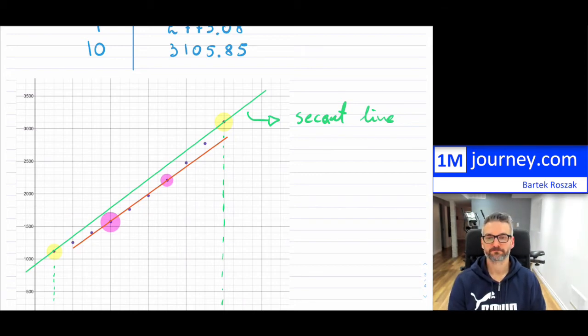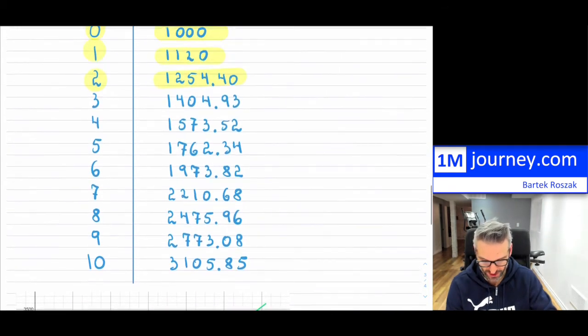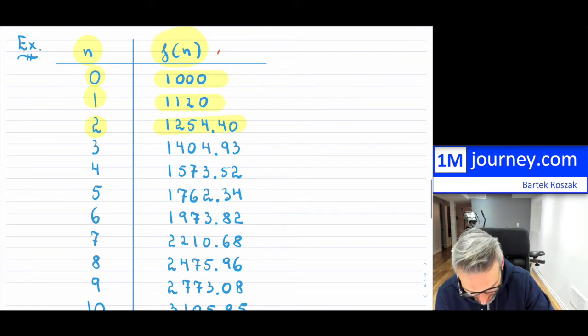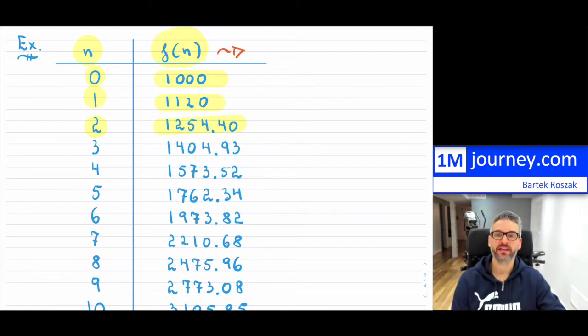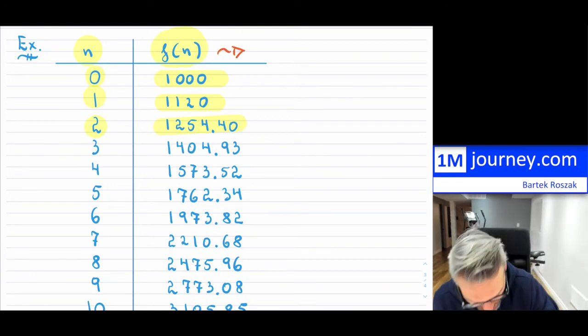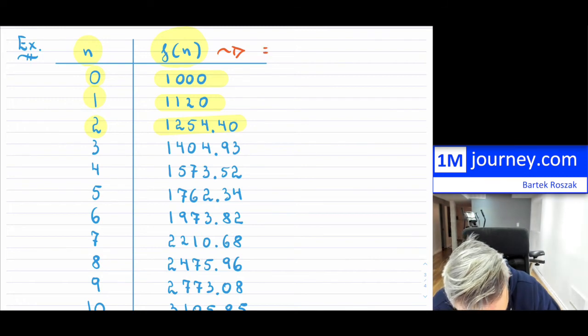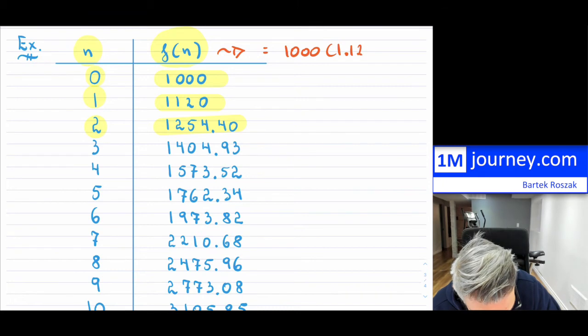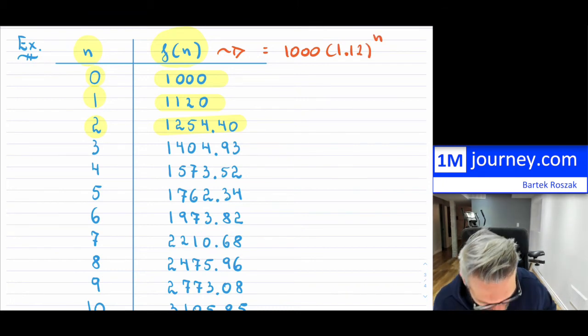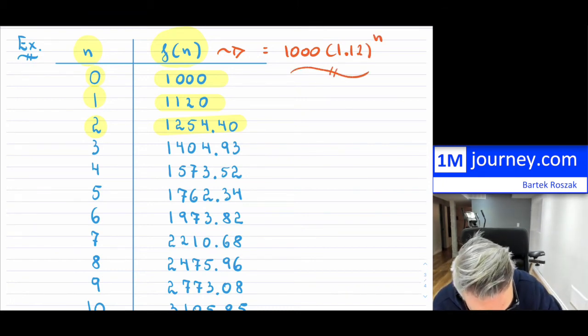All right. Now it turns out that the function I took this from is actually an exponential. So this is equal to 1000 times 1.12 to the n. And that is our function.